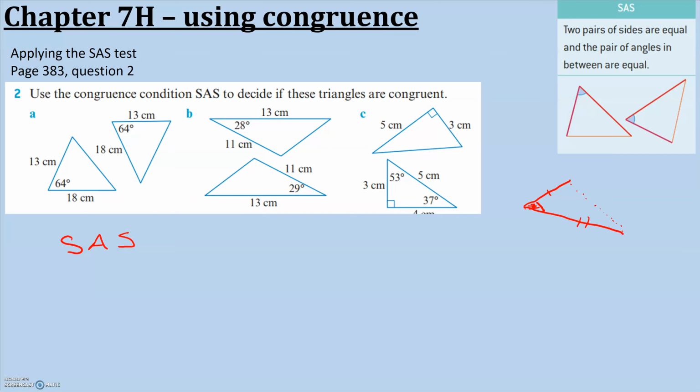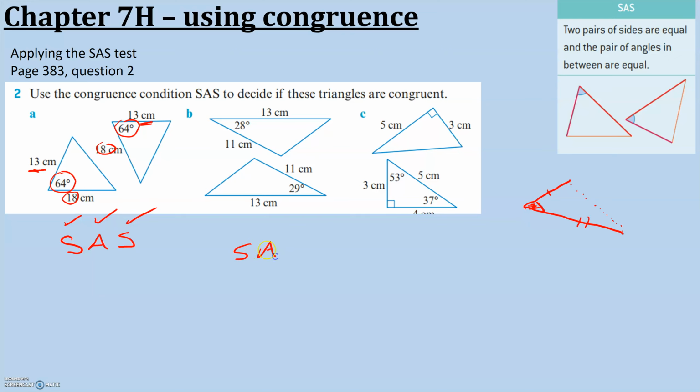So do we have a pair of matching sides? Well, we've got a 13 here and a 13, so we're going to go yes. And do we have another pair of matching sides? Well, we've got our 18 here and our 18 here, so yes. And now we have to be careful because the angle we look at has to be the angle between those two sides. So between those two sides here, we've got a 64, another 64, so everything's good there. So we would say this pair of triangles passes the side angle side congruency test.